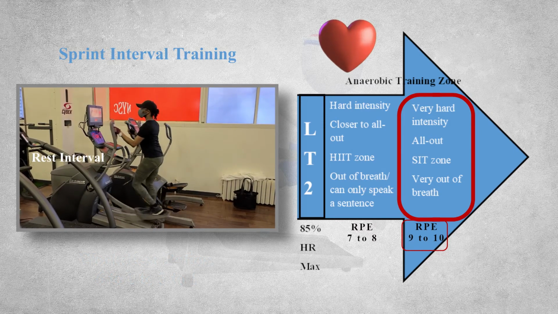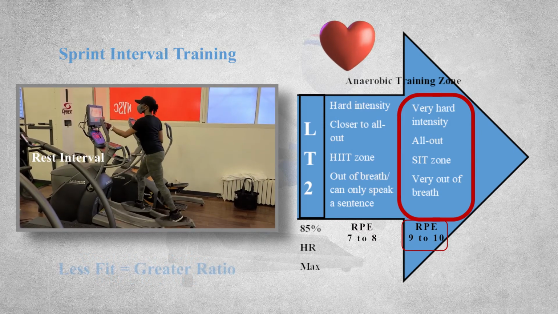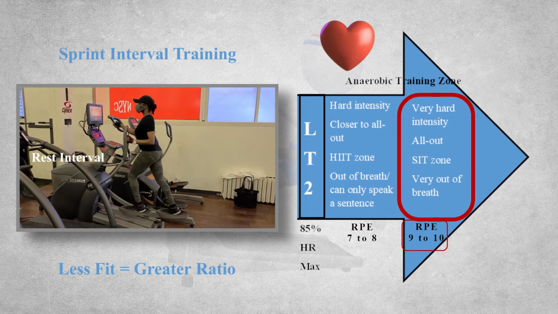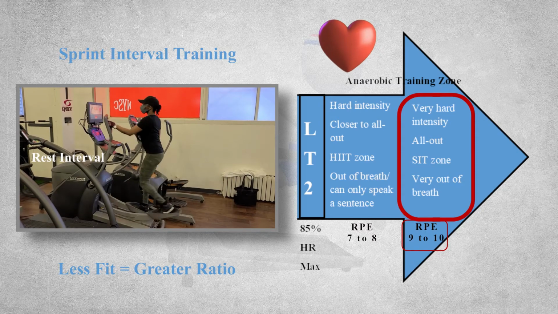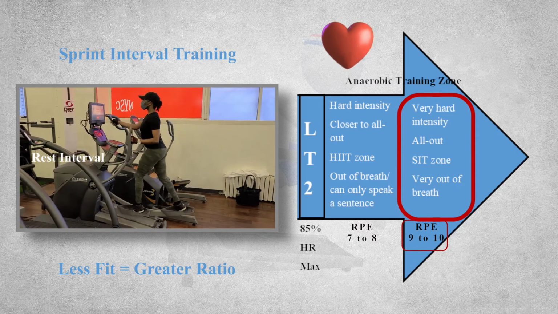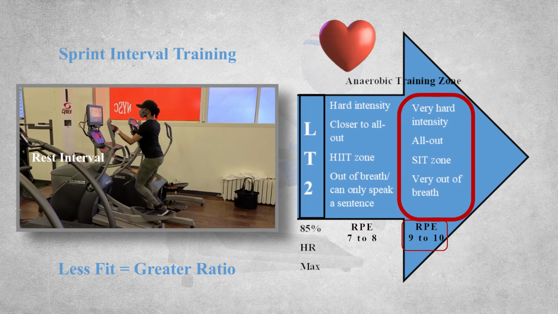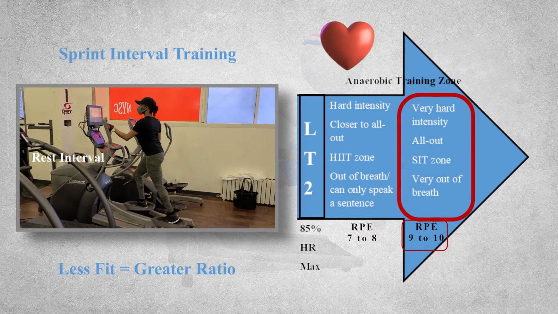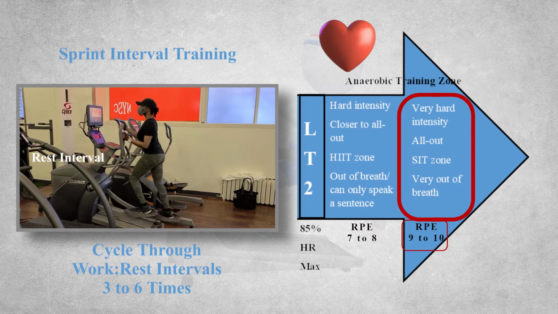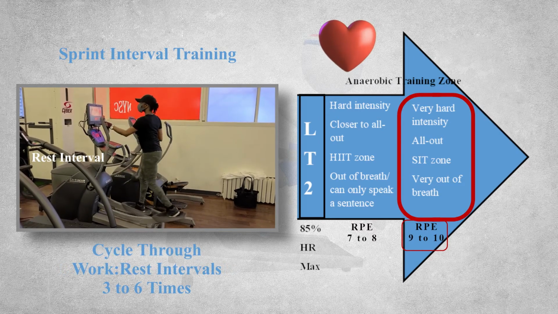Less fit people, or people who are just starting out, should begin with a 6-to-1 ratio. For example, if the person sprints for 20 seconds, they should then rest for 120 seconds or 2 minutes prior to their next sprint. Similar to high-intensity interval training, and following a warm-up, they can cycle through these rest periods 3 to 6 times and end with a cool down.